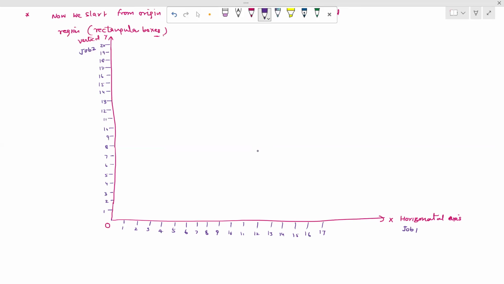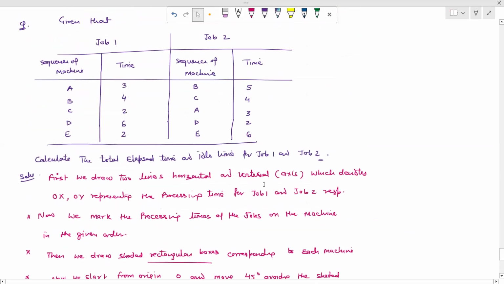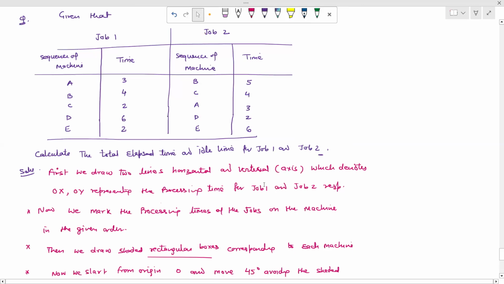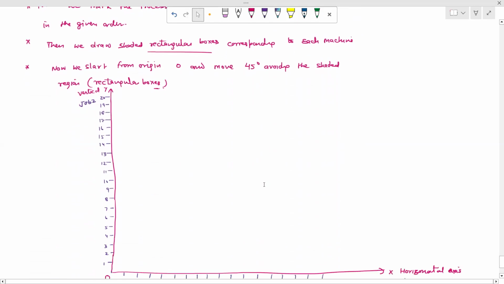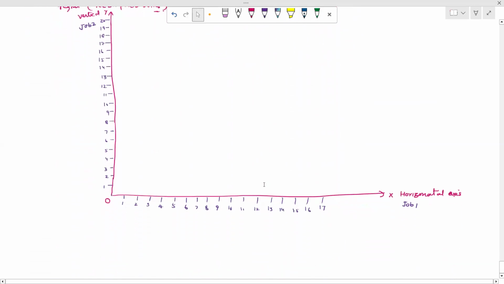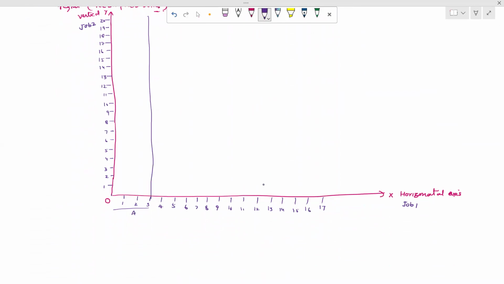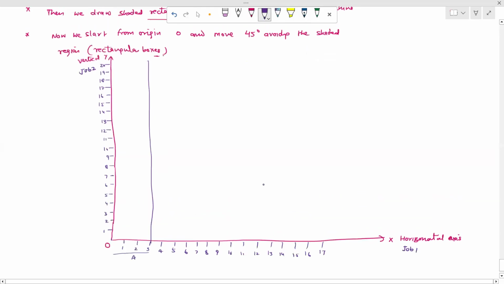Now we write for job 1. For job 1, the sequence of machines is A, B, C, D, E. Machine A has time 3, so for job 1, machine A runs from 0 to 3. Now we draw a line parallel to the vertical axis Y from 3. This is for machine A.